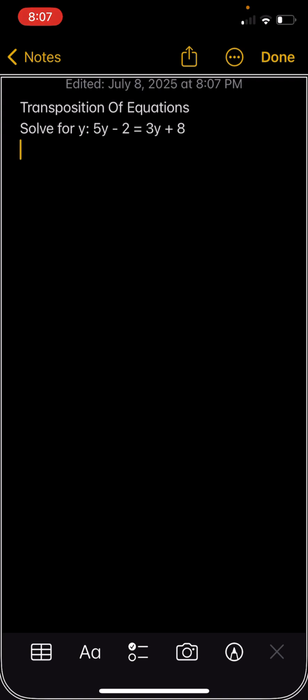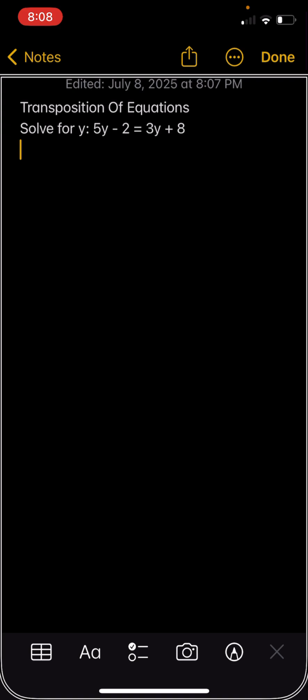And we want to collect the y terms on one side of the equation. Now we've got to make a decision whether we want the y term on the left or on the right. What we're going to do is determine which y term is larger. It's obvious that 5y is larger than 3y. So we're going to subtract 3y from both sides so that we do not end up with a negative y term.